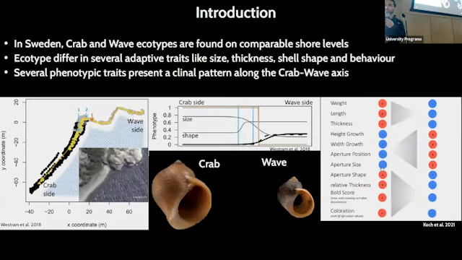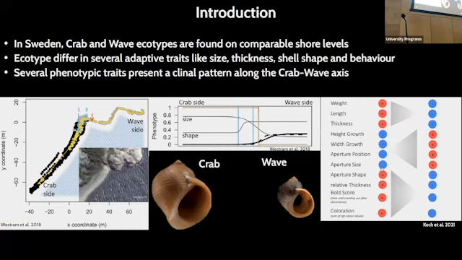Okay, so that was a brief description of the system, how it is in Sweden, and I'm going to complement that a bit. So as you saw in the video, this is actually the place where the video was taken. This is the boulder field where you find the crab ecotype, and you find the wave ecotype on those pretty sharp cliffs.